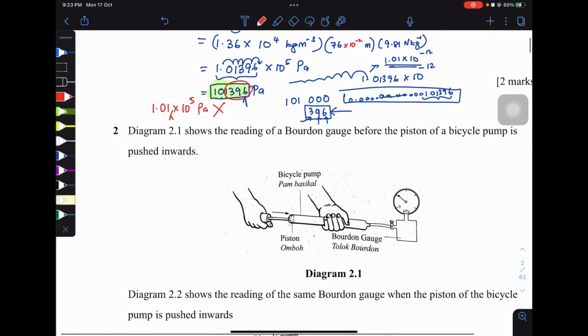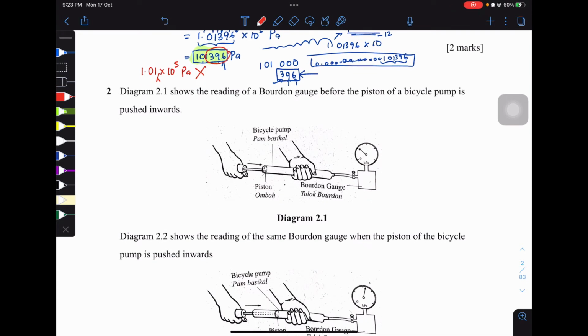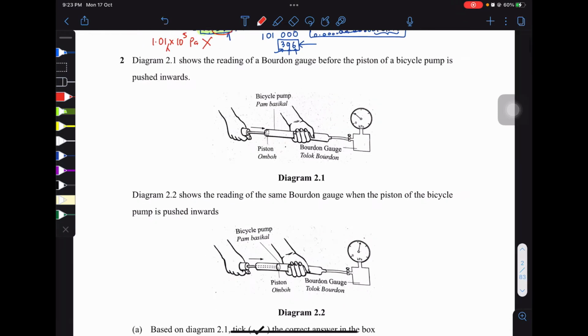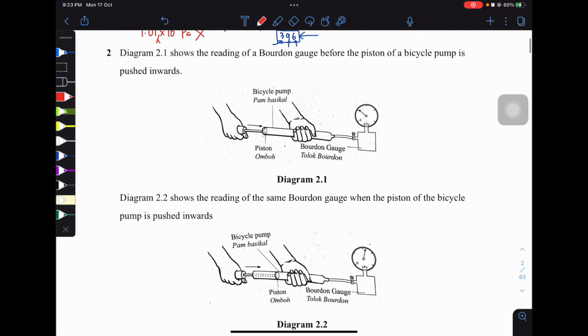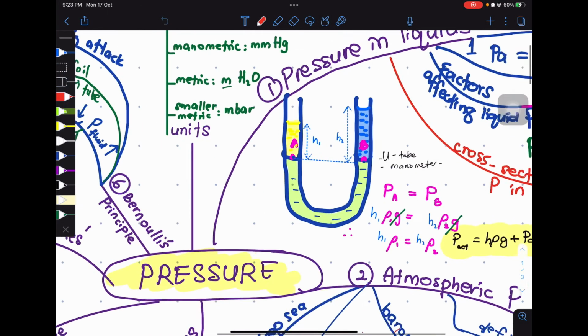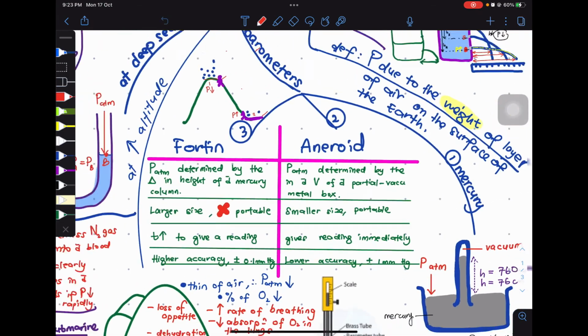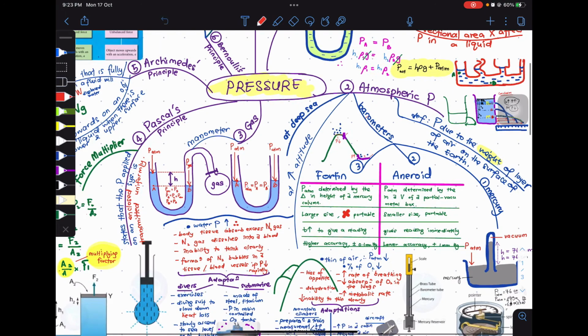Okay, number 2. Diagram 2.1 shows the reading of a Bourdon gauge before the piston of a bicycle pump is pushed inwards. Diagram 2.2 shows the reading of the same Bourdon gauge when the piston of the bicycle pump is pushed inwards. So this is a question about the Bourdon gauge. What is the function of the Bourdon gauge? It measures pressure, gas pressure.